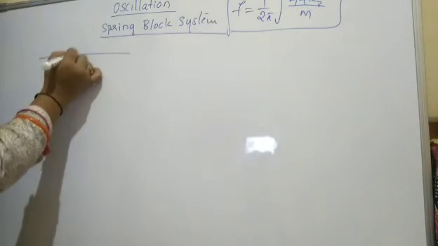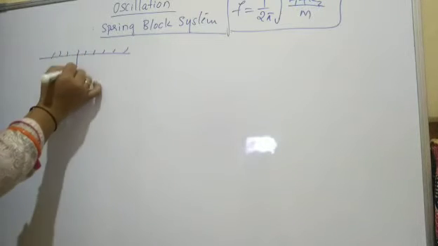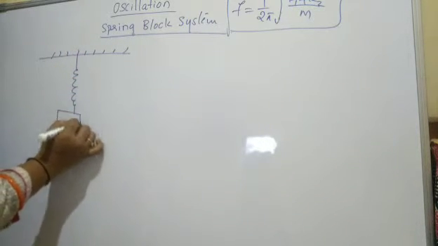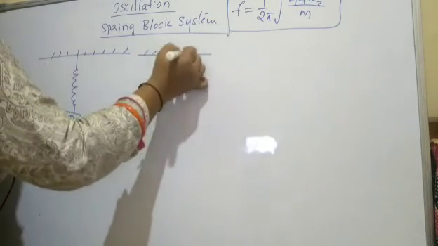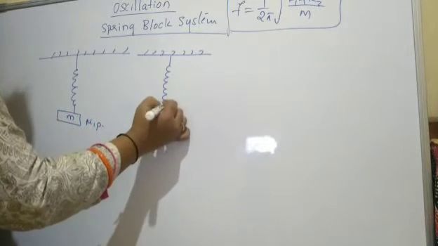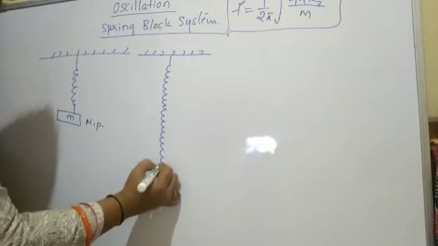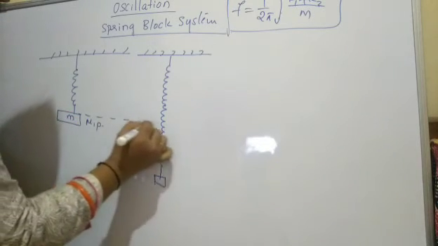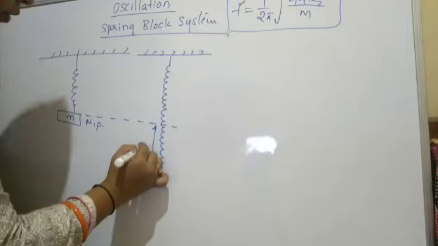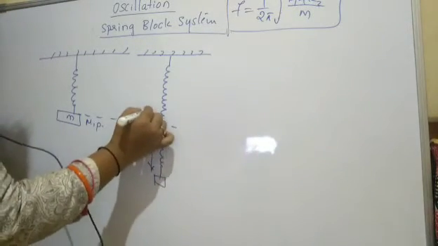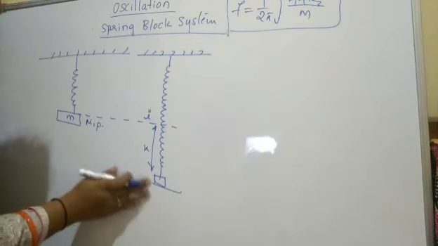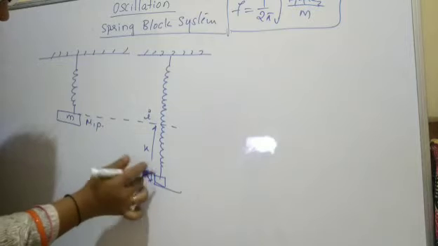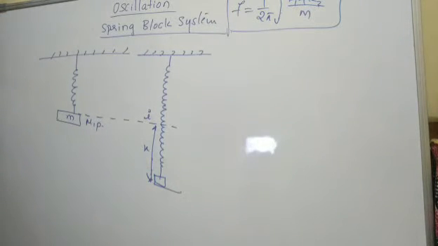Now when we go ahead with the vertical combination of spring here, m is there, this is the mean position. Once you stretch it or displace it, the displaced part, I'm going to write it here as x. This is the mean position, and this is the displaced position here, right?